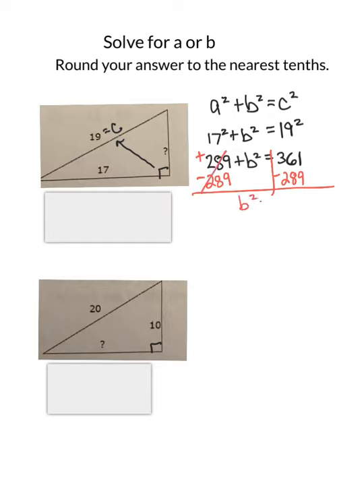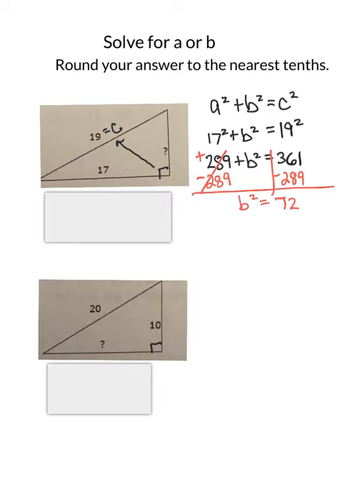We're going to get b squared equals, let's do 361 minus 289 in our calculator. Press enter and we're going to get 72. So again, we have that b squared. We want b by itself.